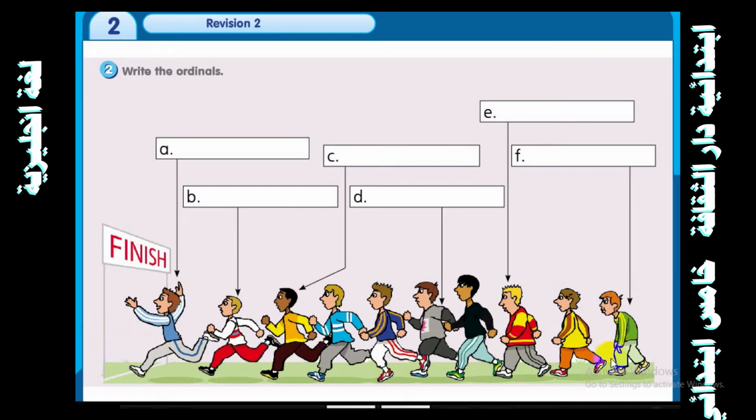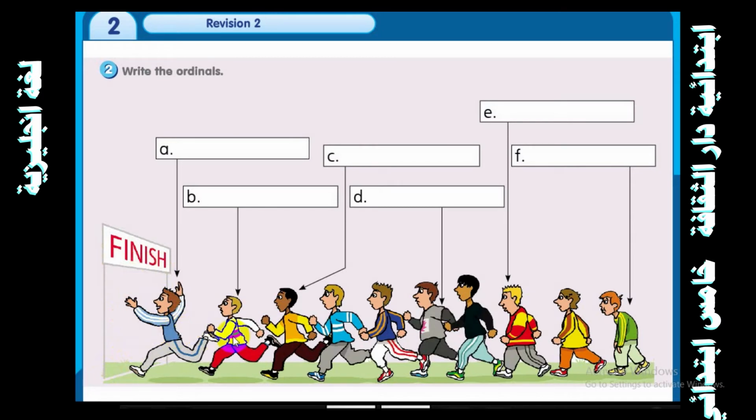What can you see in the picture? What can you see? I can see boys. What are they doing? Are they eating? No. Are they studying or reading? No. They are, yes, they are running. They are running and they are in a race. يعني في سباق. How do you know? This is the finish line. So, what? This is the winner. He is number 1, the first one.